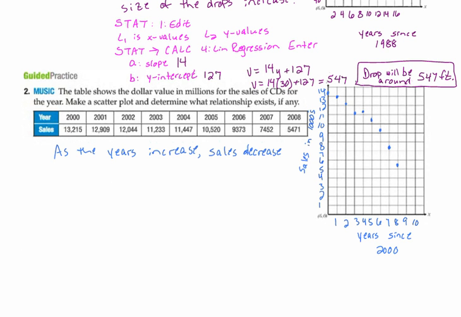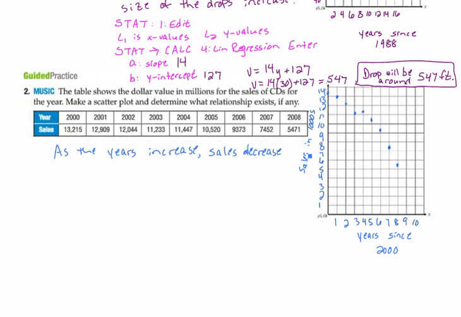Okay, good news on that problem. It did just say to make a scatter plot and determine what relationship existed, if any. So what I did, I wasn't really lazy, but I did try to make my graph look really nice. I didn't want to write 2000 here, 2001. So what I did was I said years since 2000, just like they did up here. So 2000 was actually this point right here.